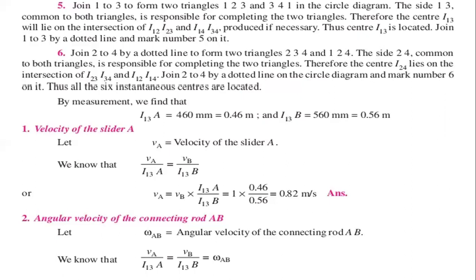So from that we got the I24. Therefore the center I24 lies on the intersection of I23, I34 and I12 and I24. Thus, all the six instantaneous centers have now been located. From the circle diagram, we find two more instantaneous centers, that is I13 and I24.